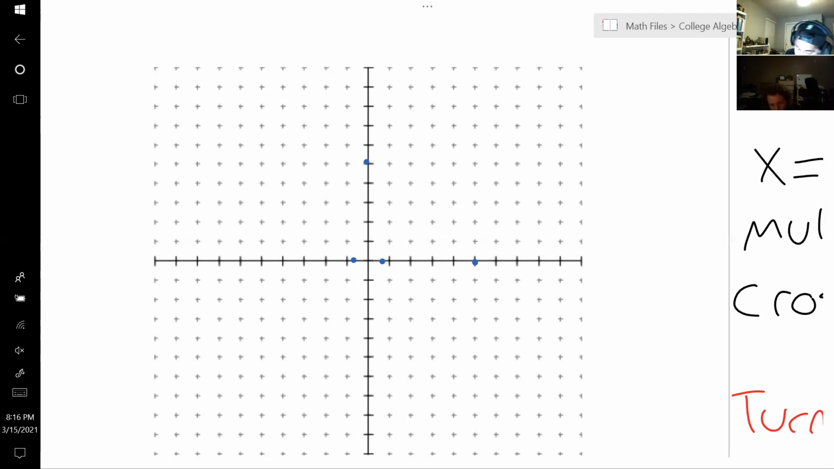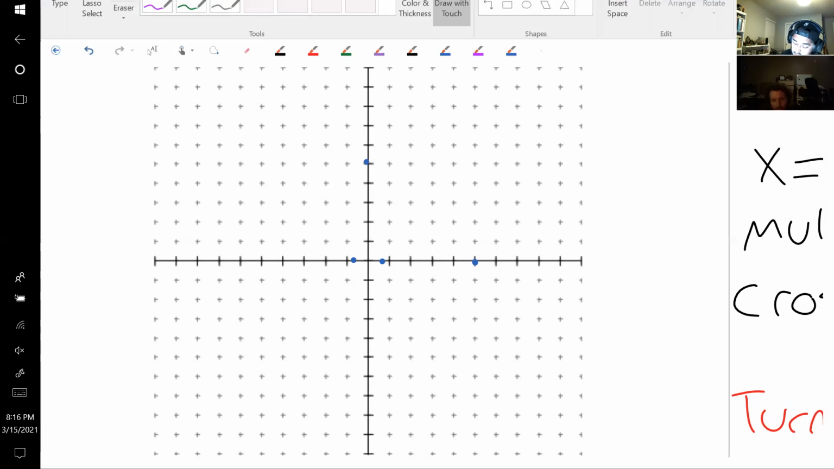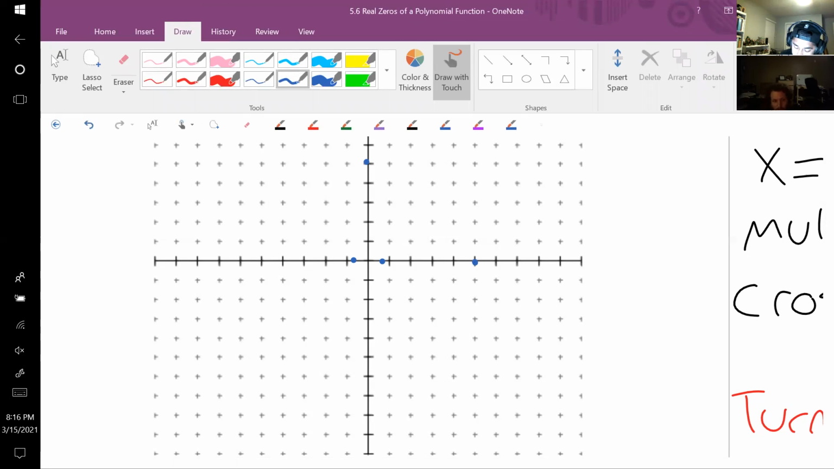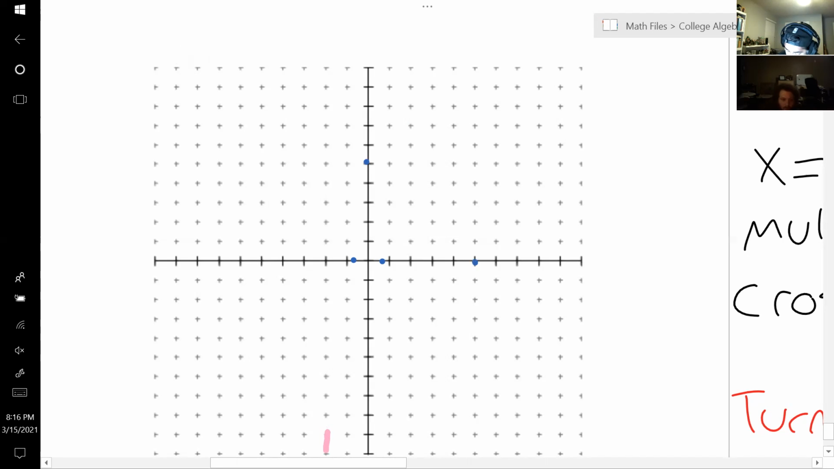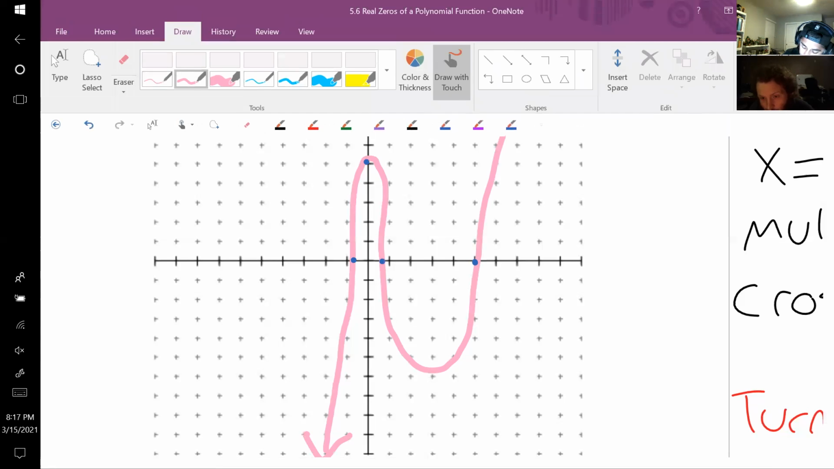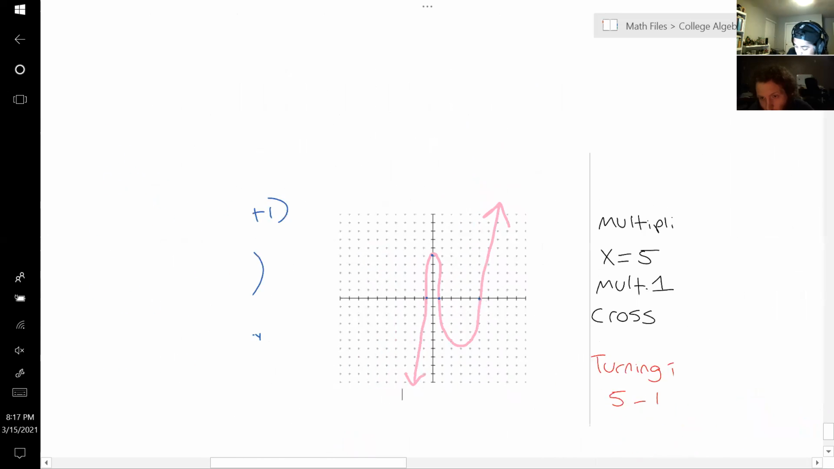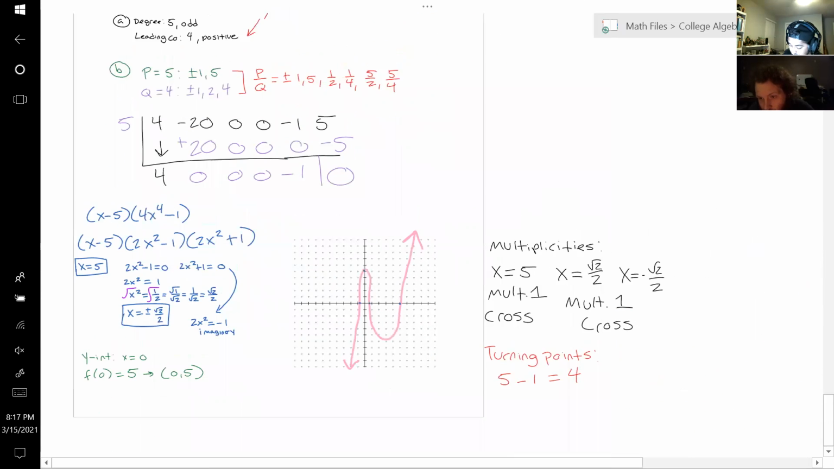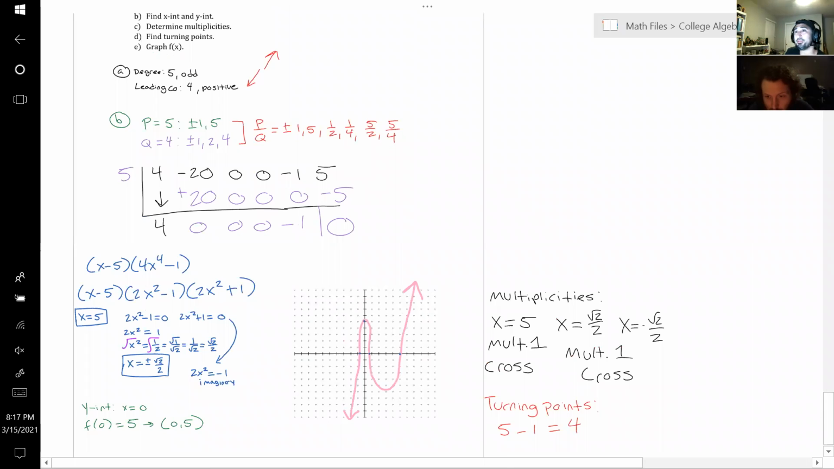Okay. And now from our end behavior, we open bottom left, come up, cross, come down, cross, bounce around, and there we go. Bingo. And that was like 5-1 and 5-2 and 5-6 all in one lesson, on one problem. Crazy.